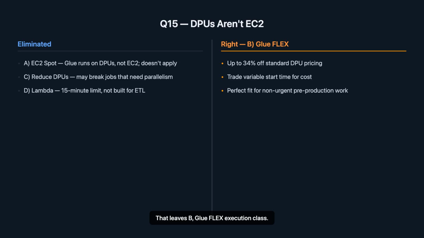That leaves B. Glue Flex execution class. Flex runs on spare Amazon Web Services capacity at up to 34% off standard DPU pricing. The trade-off is variable start time, which fits perfectly for non-urgent pre-production work. Remember, when you see Glue plus Spot in an answer, that's the trap. Glue plus Flex is the real lever.